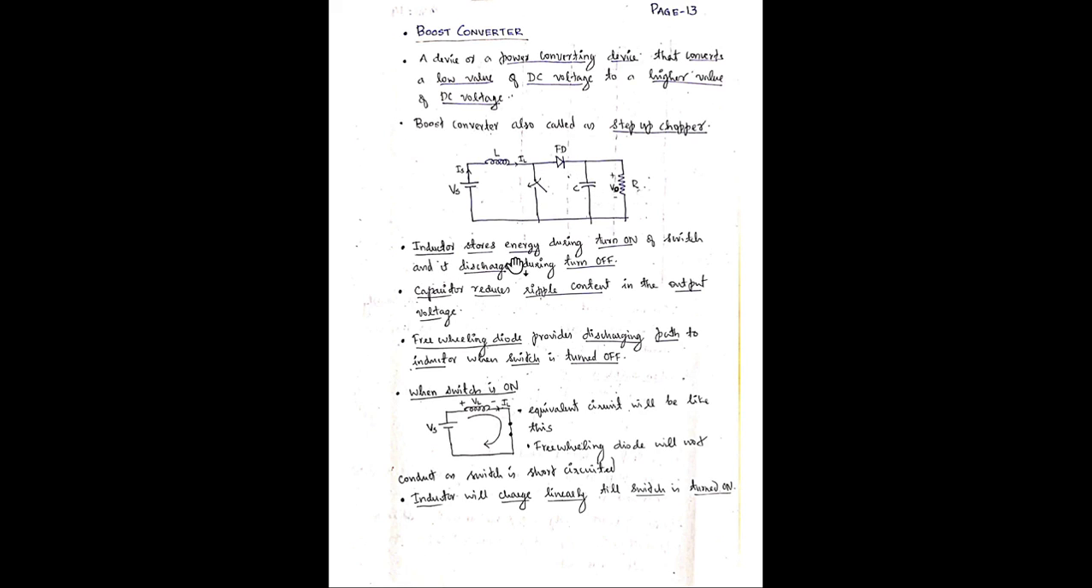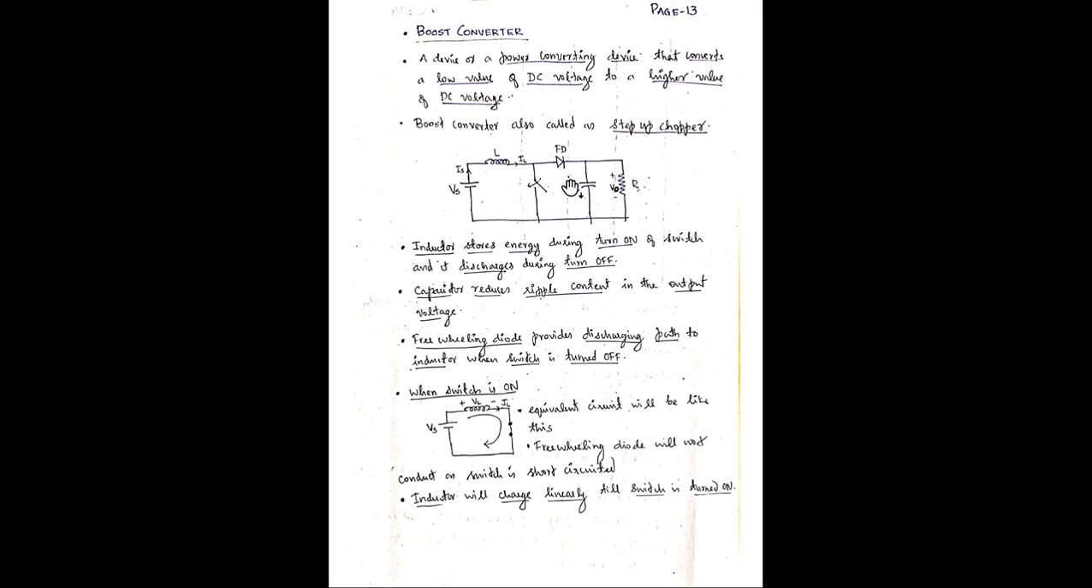So the inductor stores energy during turn on of the switch, and it will discharge during turn off. The capacitor reduces the ripple content in the output voltage. Then the freewheeling diode is used here. It provides a discharging path to the inductor when the switch is turned off.